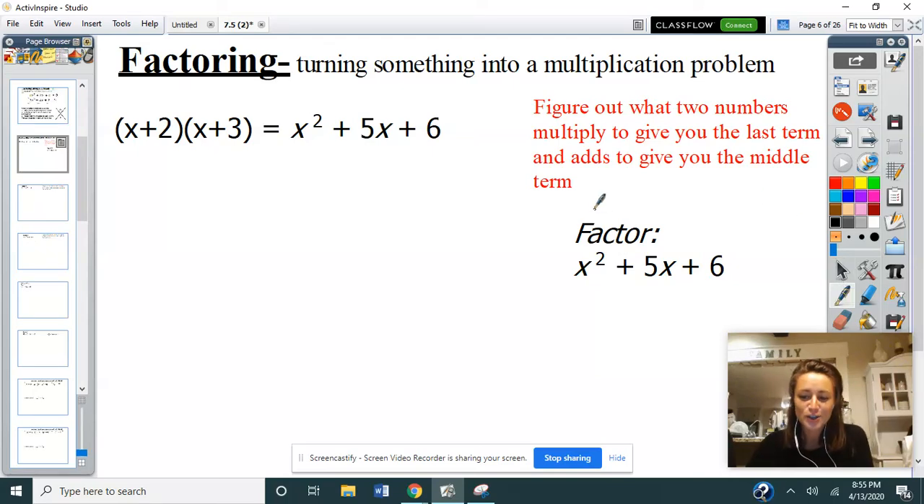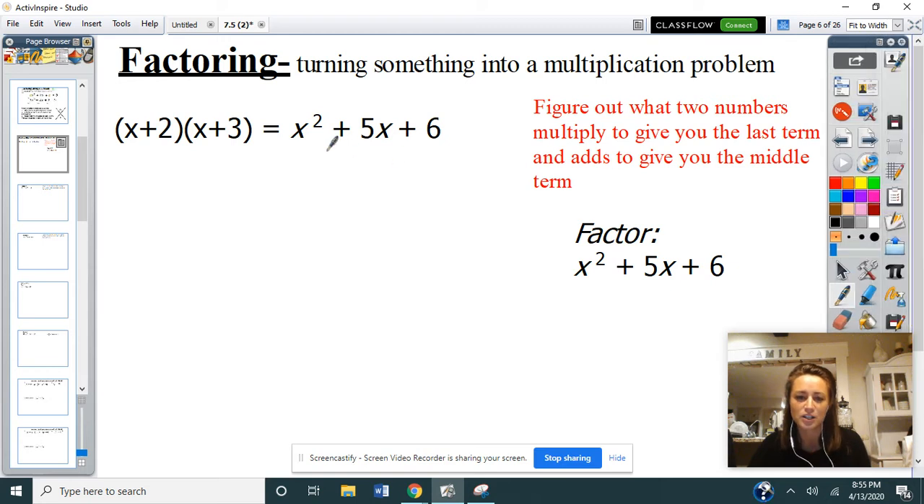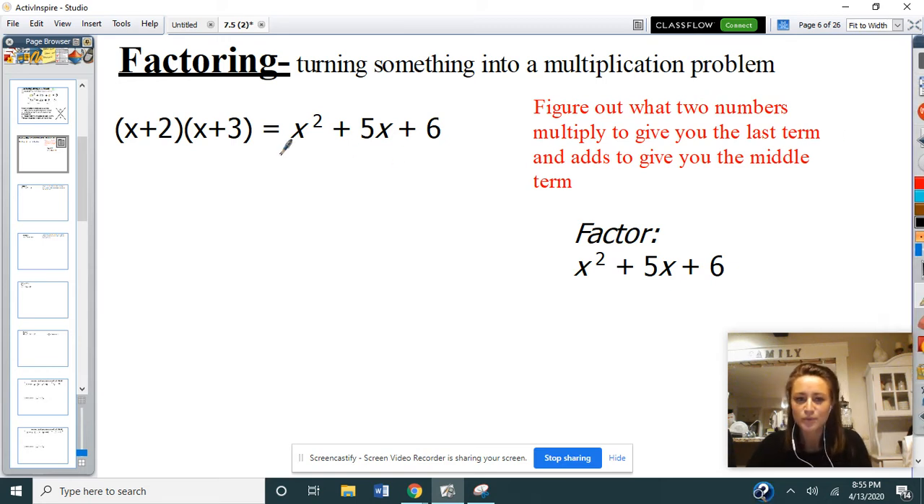Hey guys, so today we're going to talk about factoring. It's a little bit different than what we've been doing. We did factoring out the GCF, and we're going to do that more, but we're going to do a different type of factoring. So before I teach it, I want to show you something.